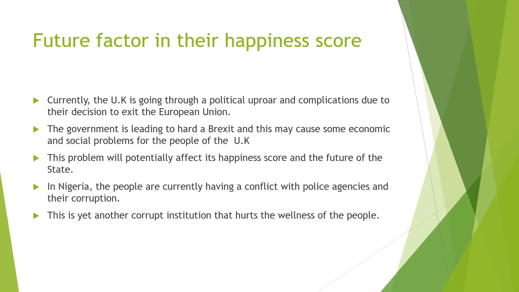In Nigeria, the people are currently having a conflict with police agencies and their corruption. Again, this is another sign and proof of how these corrupt institutions lead the people in Nigeria to be unhappy and affecting its happiness score, making it rank in the 115 slot of the list.